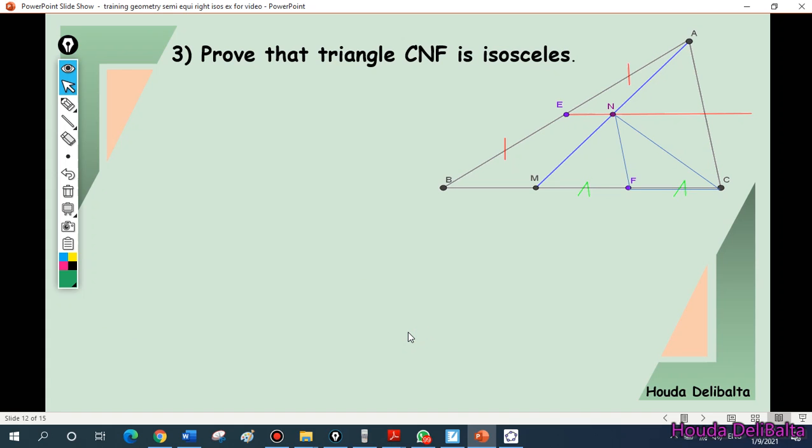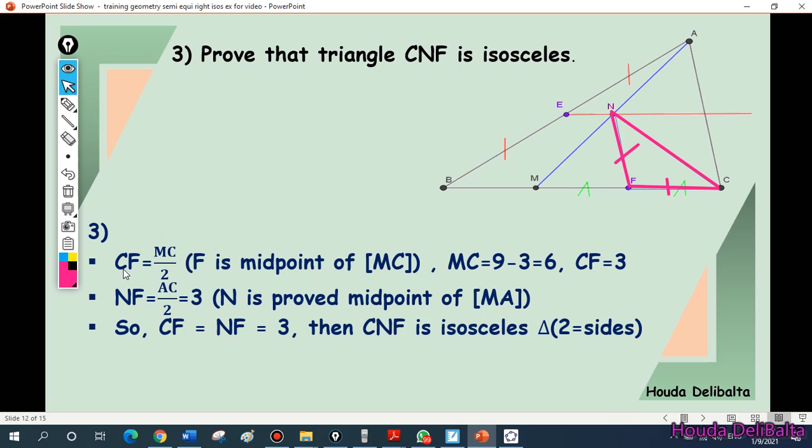In part 3, we have to prove that triangle CNF is an isosceles triangle. It seems that the equal legs are FN and FC, and let's prove that. So let's go ahead. CF is equal to MC over 2, because BM is equal to 3 and MC is 6, since BC equals 9, so what remains for MC is 6, and since F is its midpoint, then MF is equal to FC is equal to 3. So FC is equal to 3.